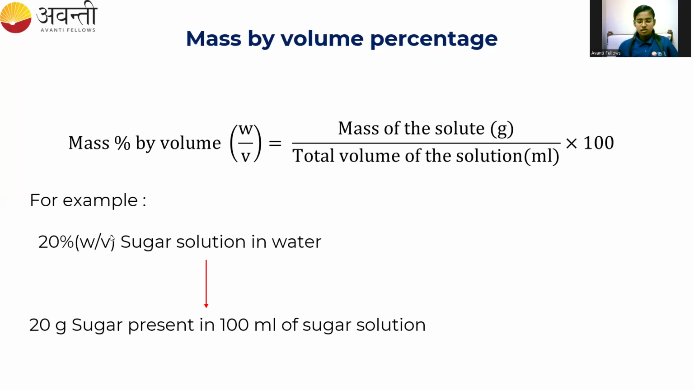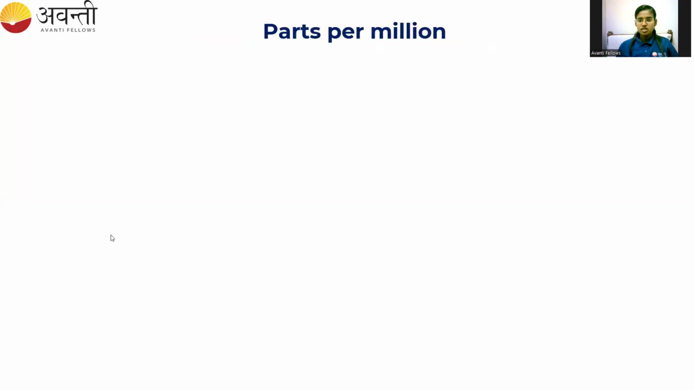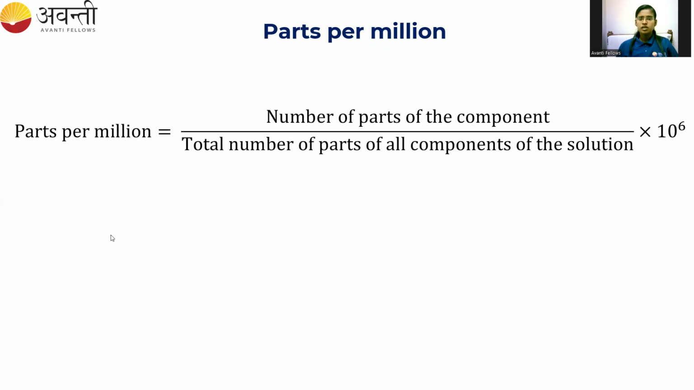Good students. So I think we can move on to the fourth concentration term, which is parts per million. We also have one formula to find out the parts per million. It is also represented as ppm. ppm is equal to the number of parts of the component divided by the total number of parts of all the components, into 10 to the power 6.